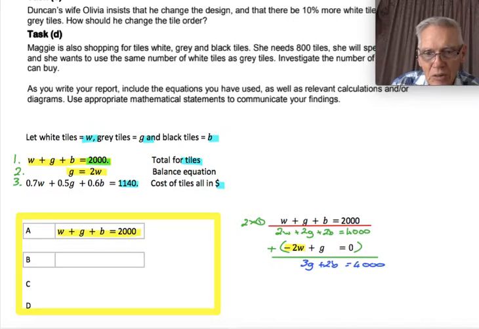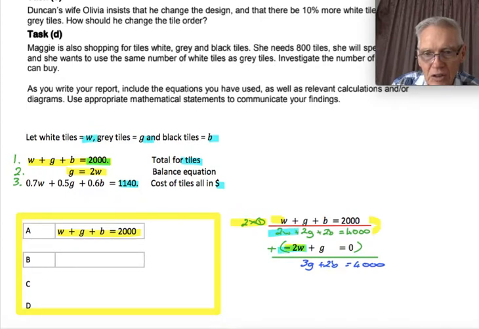I've got a 2 by the W here. I need a 2 by this W. So I multiply equation 1 by 2. That's how I get double: 2W, 2G, 2B equals 4,000. That's doubling equation 1. And I've got what I've done over here. I can now subtract away equation 1 from 2. So what I've got is 2W minus 2W, it disappears. So that there comes out to nothing.